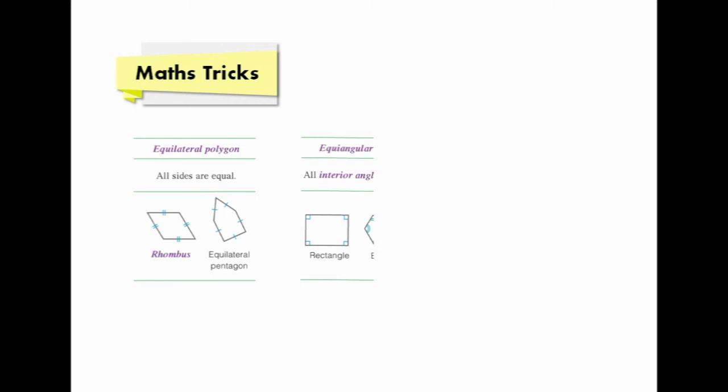Next, we have equiangular polygons. Equiangular means all interior angles of the polygon are equal. For example, a rectangle has 4 angles of 90 degrees, and all the angles of this equiangular hexagon are the same.